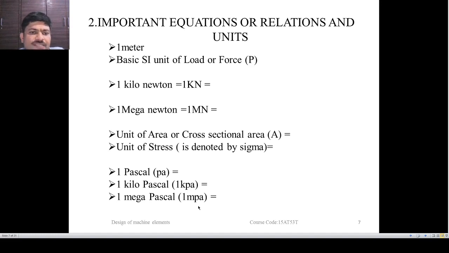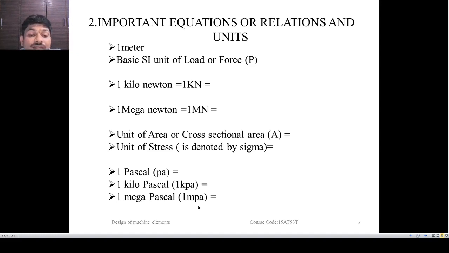Next we will move on to another very important unit, that is 1 pascal, or simply a pascal. What is the value of a pascal? 1 pascal is equal to 1 newton per meter square. But here we want it in mm square. Therefore, converting 1 pascal into newton per mm square is very important.